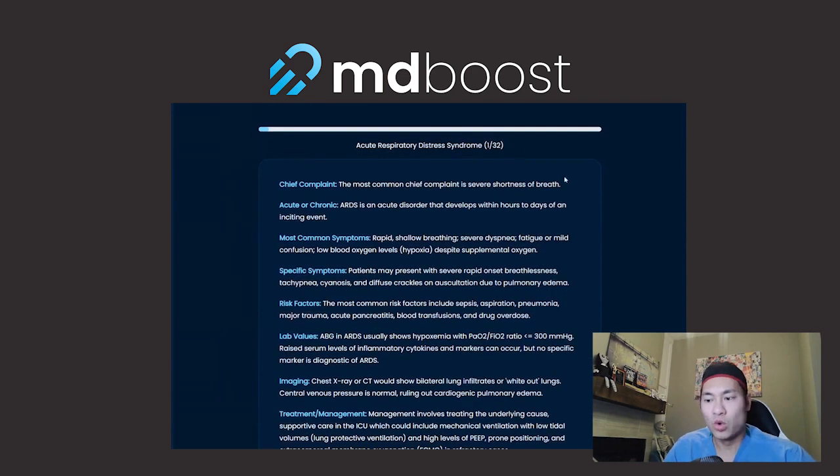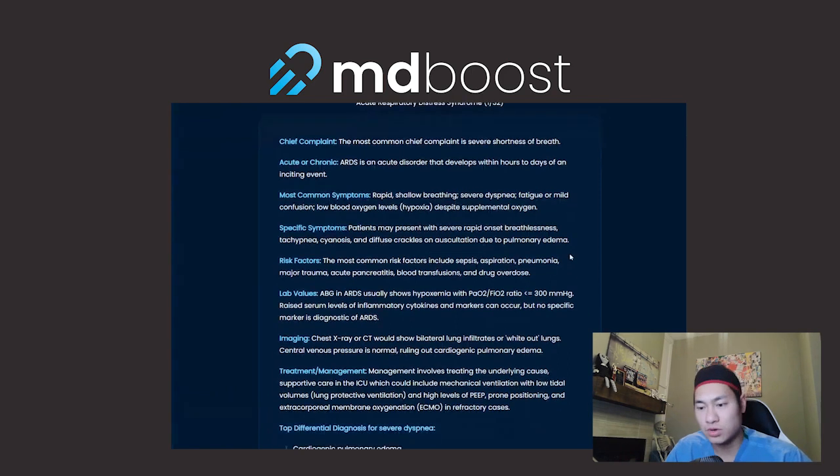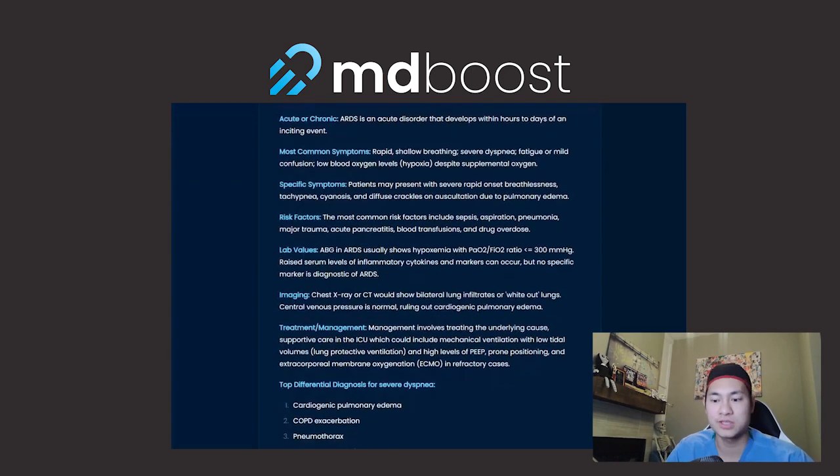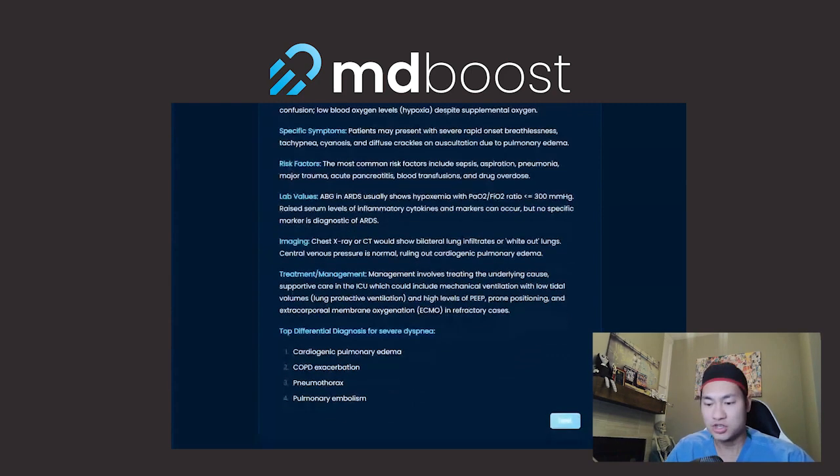So you see 1 out of 32 slides, or study modes. The first one is the high yield note on acute respiratory distress syndrome: the chief complaint, if it's acute or chronic, most common symptoms, specific symptoms, risk factors, specific lab values, imaging, and treatment management. And of course, at the very end, what we're trying to build is your differential diagnosis, to distinguish this from very similar disease processes or diagnoses.